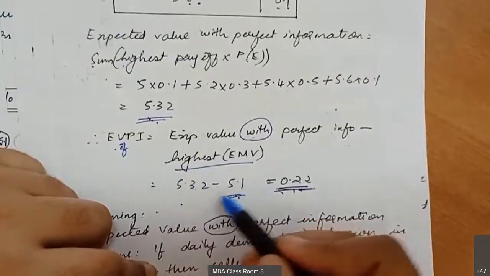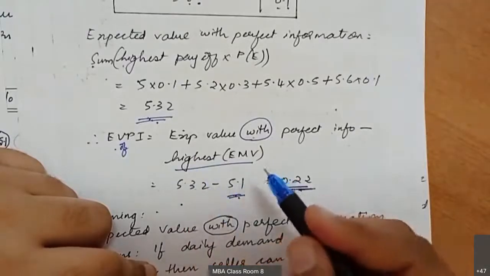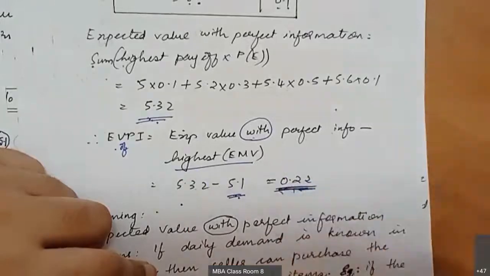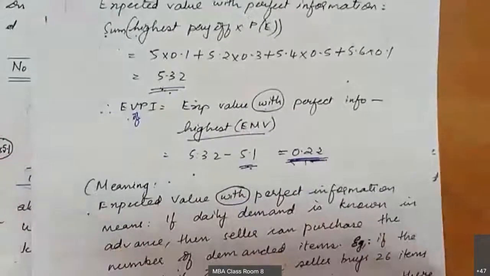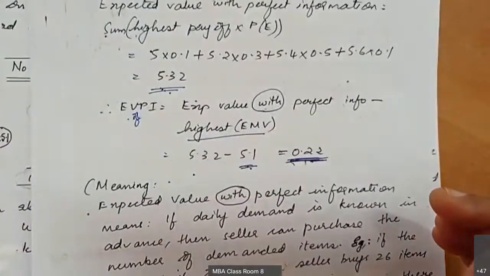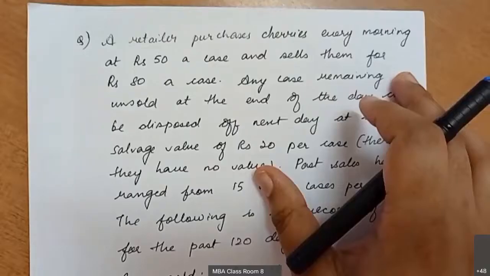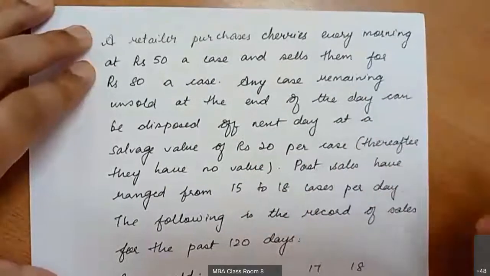So what is the difference? What is the extra profit that you could have made? That is 0.22. Is it clear? So that is the meaning of EVPI. Okay, we'll see one more type of problem.